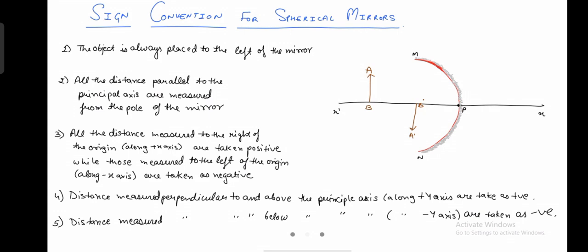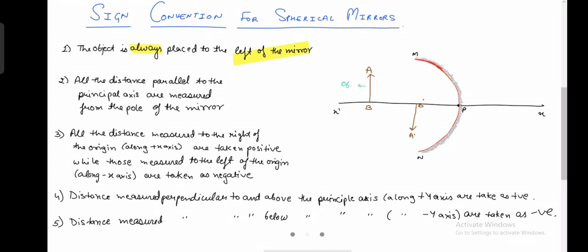Which is the front of the mirror in this case? This is the left side of the mirror. This AB is our object. So where have we placed the object? On the left side of the mirror, and the first point is very important: always place the object on the left side of the mirror. Okay, fine. What is the next point now?